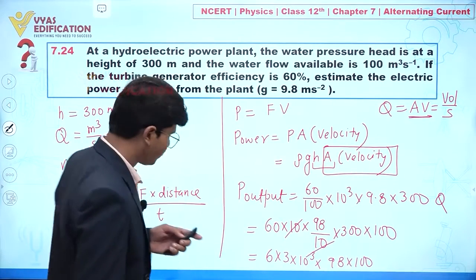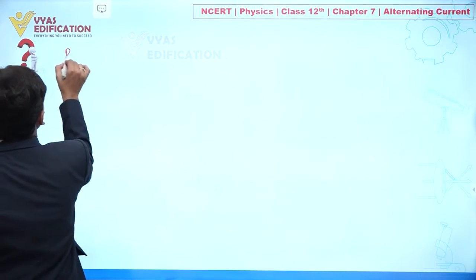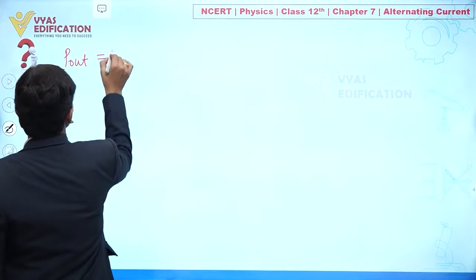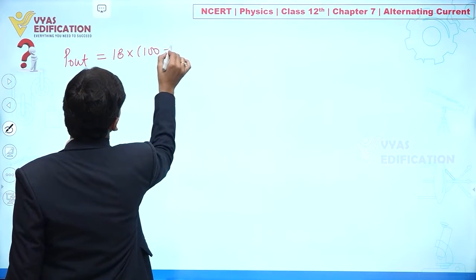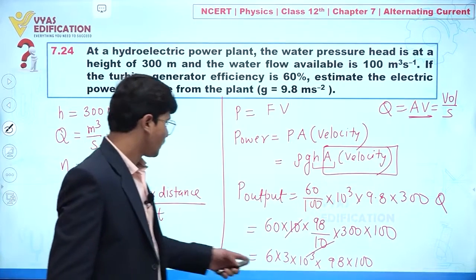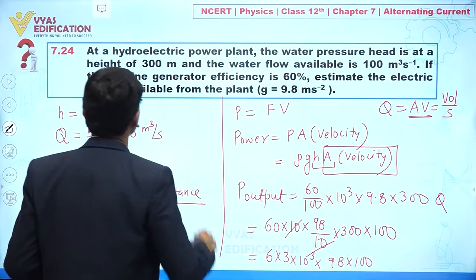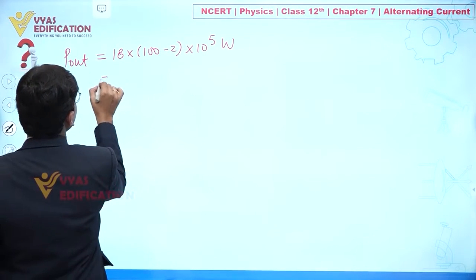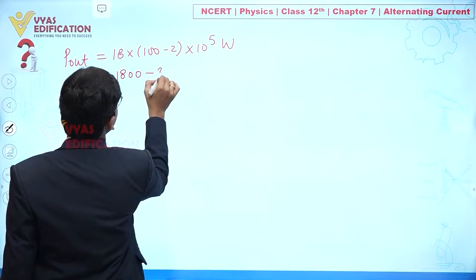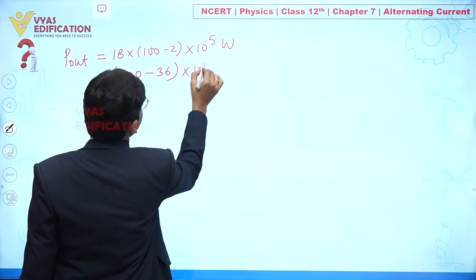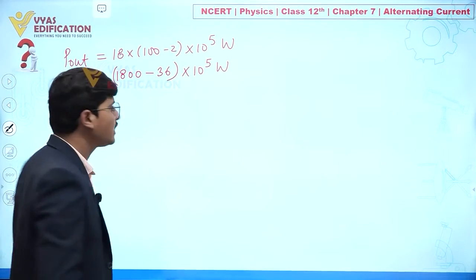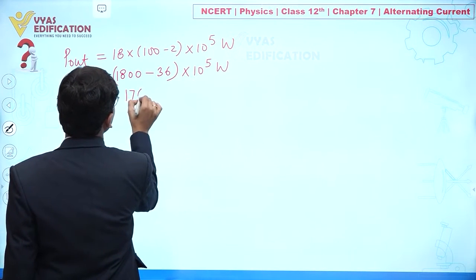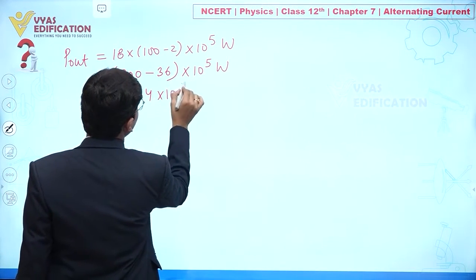So the power output is given by 18 multiply 98. We can write 18 multiply 100 minus 2. So 18 multiply 98 and multiply 10 to the power 5. This value you are getting in watt. So from here we can write 1800 minus 36, and it is multiplied with 10 to the power 5 watt. So 1800 minus 36 is equal to 1764 into 10 to the power 5 watt.